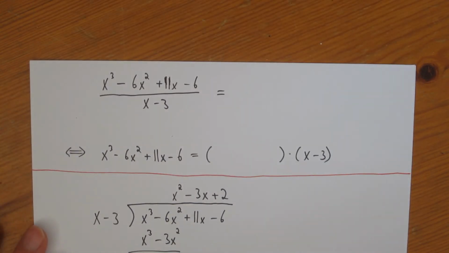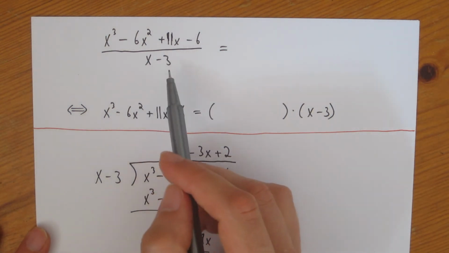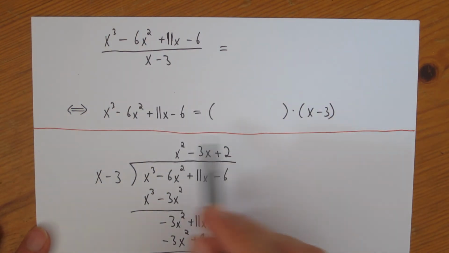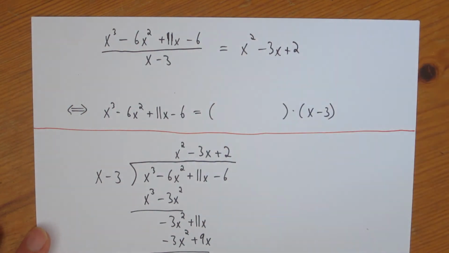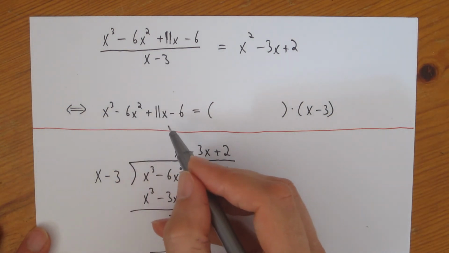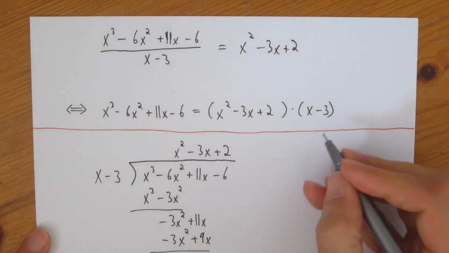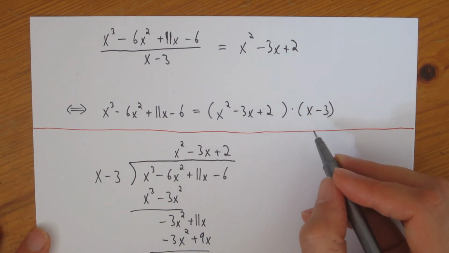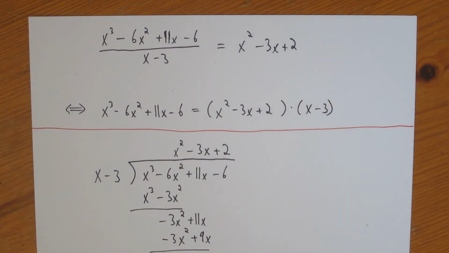The conclusion is that x cubed minus 6x squared plus 11x minus 6 all divided by x minus 3 equals x squared minus 3x plus 2. And as we mentioned in the beginning, this is the same thing as saying that x cubed minus 6x squared plus 11x minus 6 is equal to x squared minus 3x plus 2, all multiplied by x minus 3, of course, within brackets. Don't forget brackets.